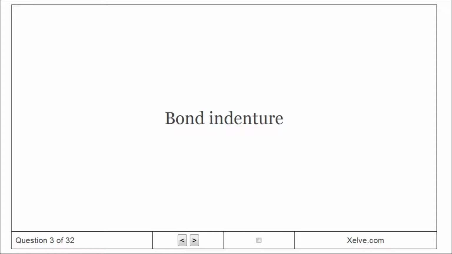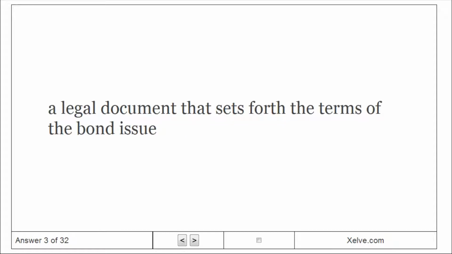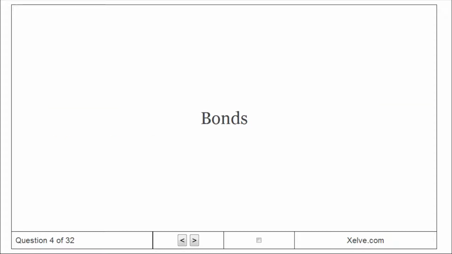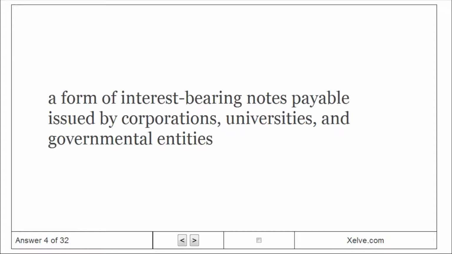Bond indenture. A legal document that sets forth the terms of the bond issue. Bonds. A form of interest-bearing notes payable issued by corporations, universities, and governmental entities.